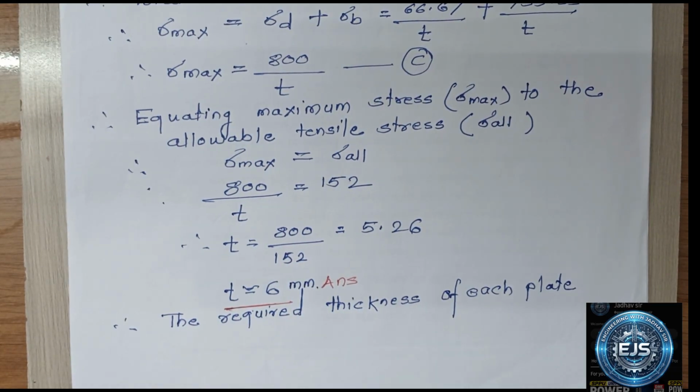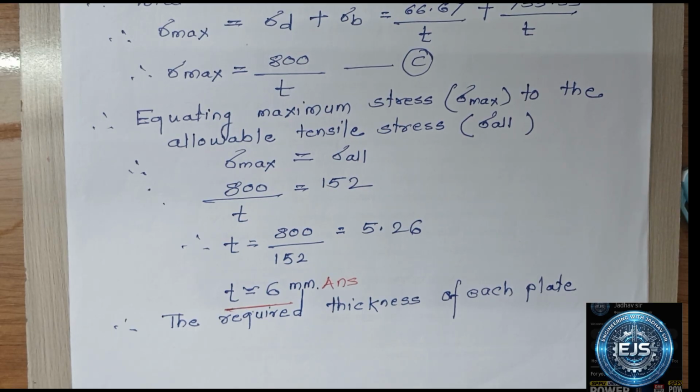So in this way, this is the very first problem on eccentric loading. So in eccentric loading, eccentric load is replaced by direct stress and bending stress, and then we have to equate the maximum stress to the allowable stress, and we can find out the required dimensions of the cross sections. So in this way, this problem we have completed.